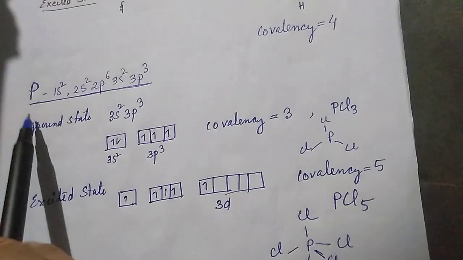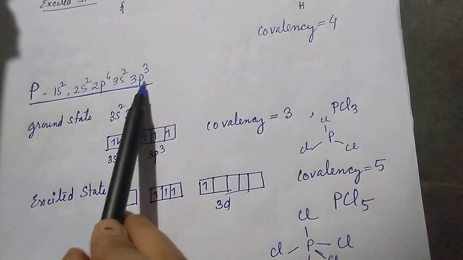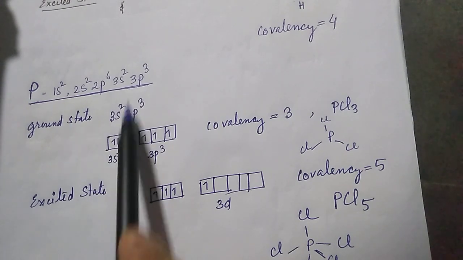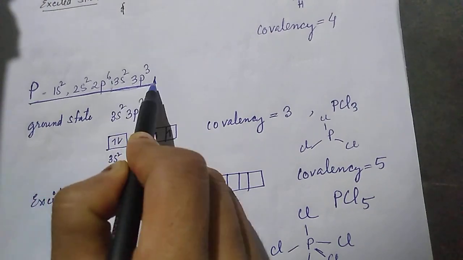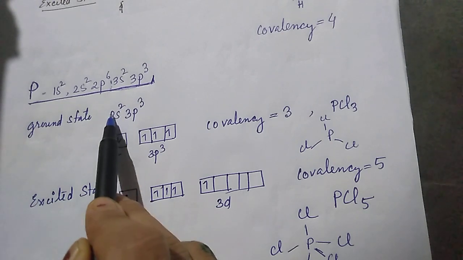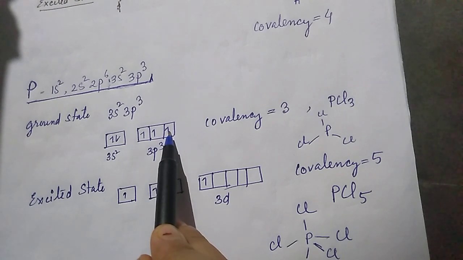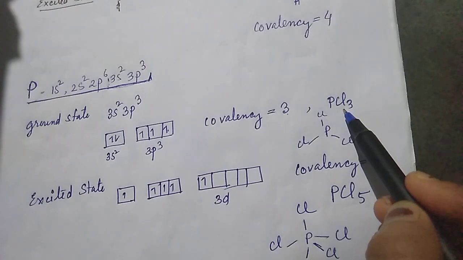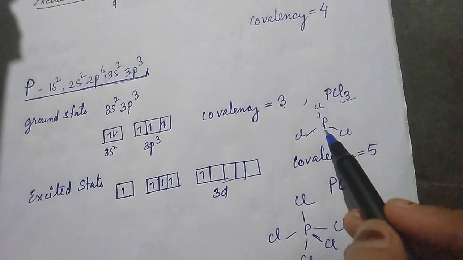Okay, next P, that is phosphorus. The electronic configuration is shown here. So this is the ground state, that means the normal state. I have taken the outermost, outermost means the last shell. How many electrons are there in 3s? 2 electrons. In 3p, 3 electrons, 1 2 3. So the covalency will be 3.